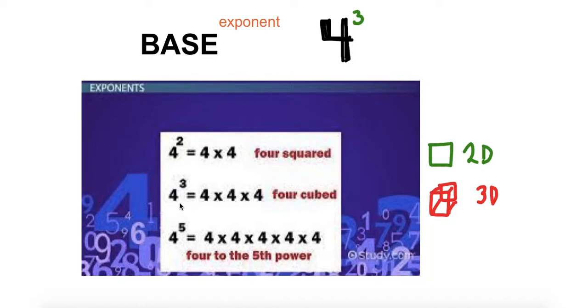The next one says 4 to the third or 4 cubed, and that's 4 times 4 times 4. And you can remember that because a cube is three-dimensional, just like a square is two-dimensional. And finally, sometimes you just read it 4 to the fifth power. This says 4 to the fifth power, and it's 4 times 4 times 4 times 4 times 4.